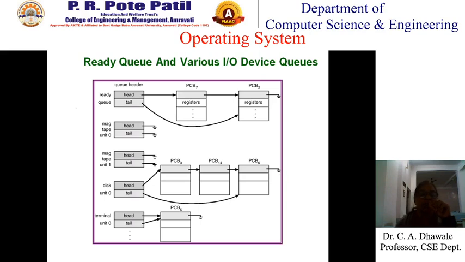Then terminal means a keyboard or a monitor. Input terminal means a keyboard and output terminal means a monitor. So there is only one process. Head is pointing to PCB 5 and tail is also pointing to PCB 5. So only one process is there and this is pointing to the null.